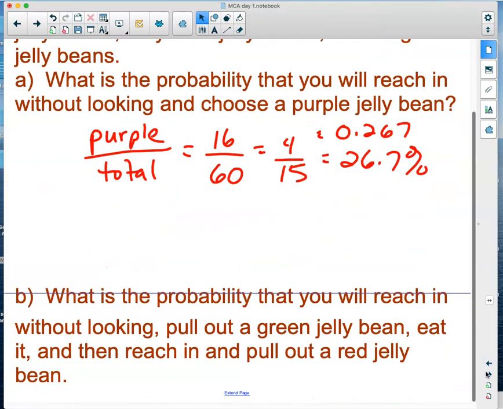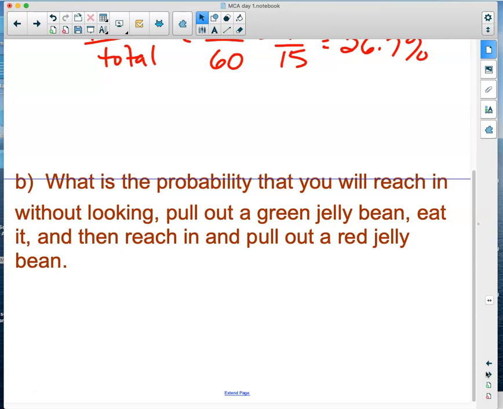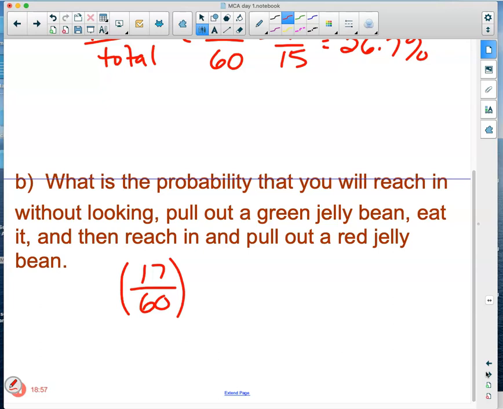Now, B says, what is the probability that you'll reach in without looking, pull out a green jelly bean, eat it, and then reach in and pull out a red jelly bean? Well, let's start by talking about what's going to happen with that green jelly bean. So we want the number of green jelly beans out of the total. And there were 17 green jelly beans out of 60. Now, that's going to happen, but the next thing that's going to happen is you're going to eat it, so you can't put it back in. So that means now there are only 59 jelly beans left in there.